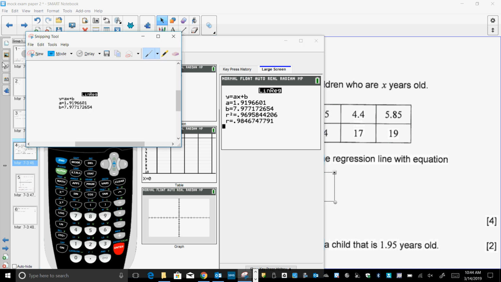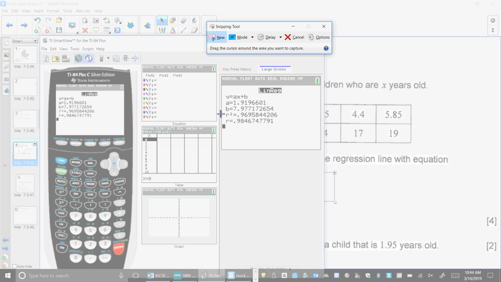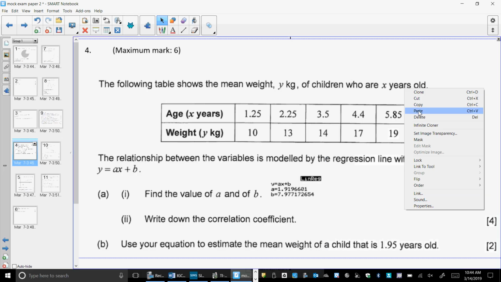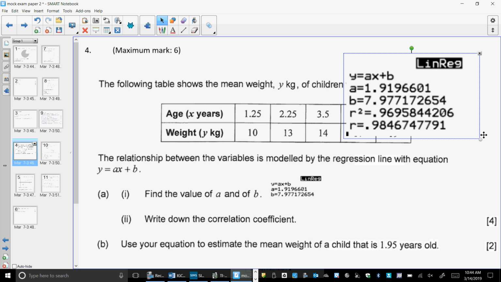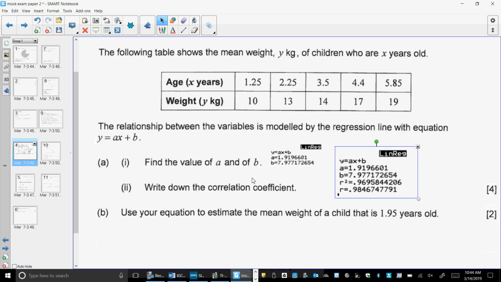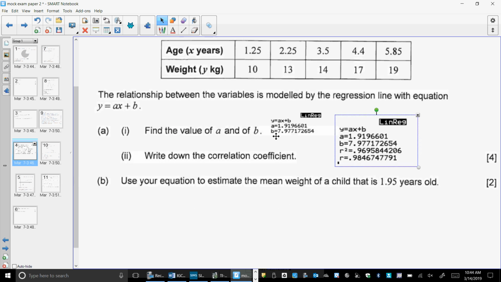Now we will try and remember to get you to do this before you go into the exam to check that your diagnostics is on, but if not, if you're in the exam, then just remember to do that. So R would be this value here, 0.985 to 3 sig fig. Use your equation, so you're now just going to use this equation here to estimate the mean weight.